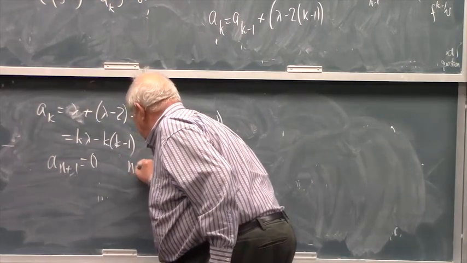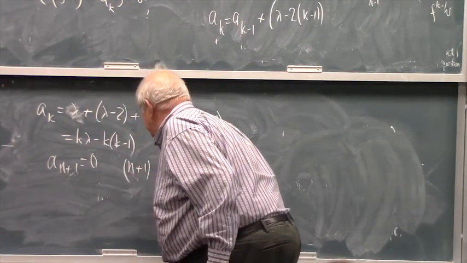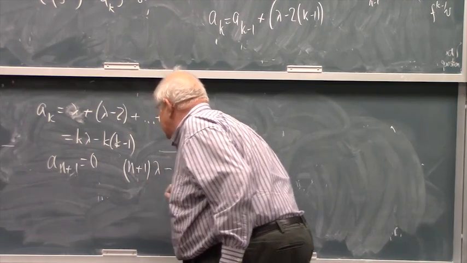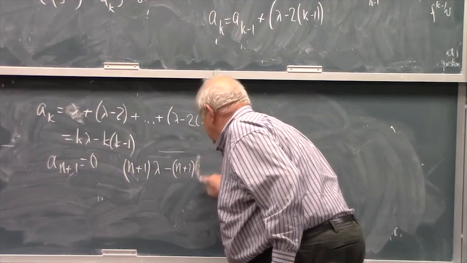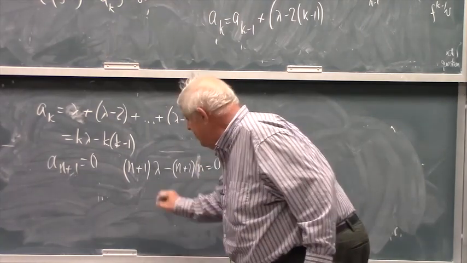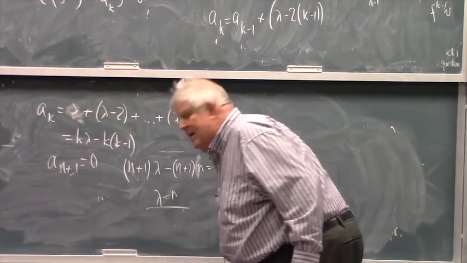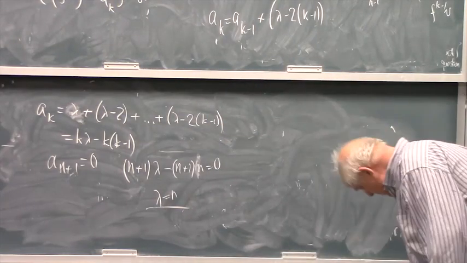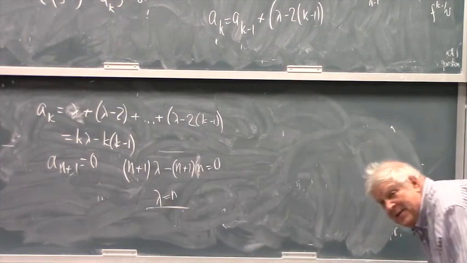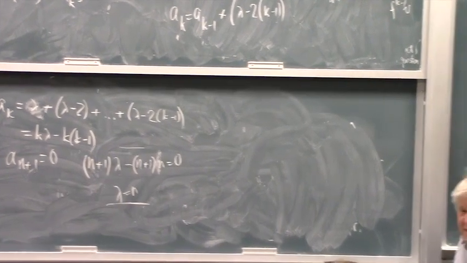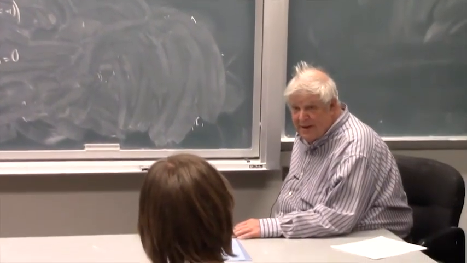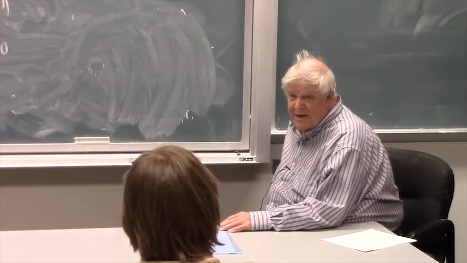This shows that (n+1) lambda minus (n+1) times n is 0. We show that lambda is n. So we can forget now about all these complex numbers. Lambda is n, an integer. And all the eigenvalues of h in this space are integers: n, n minus 2, and the very last one will actually be negative n.